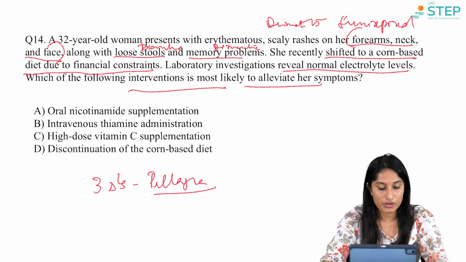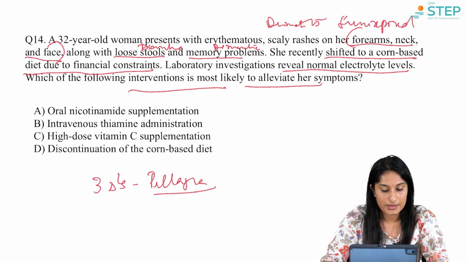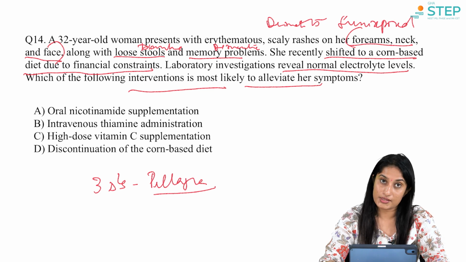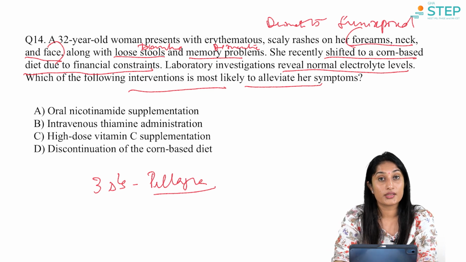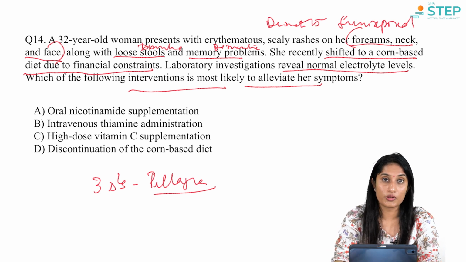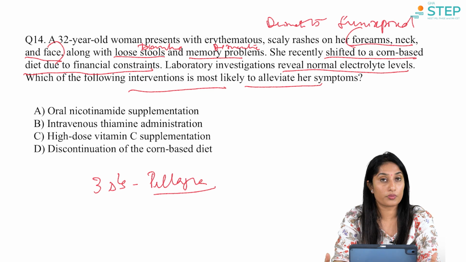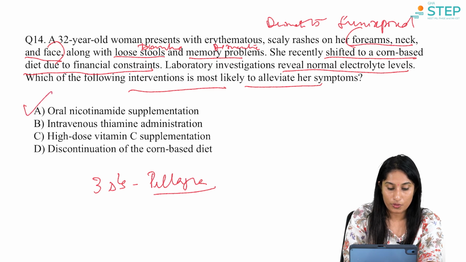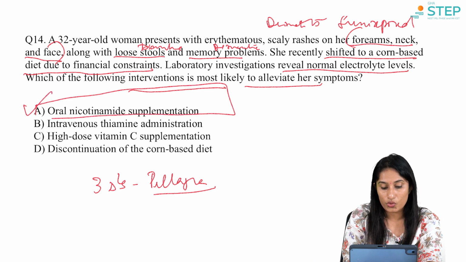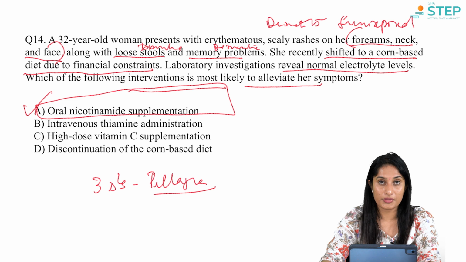Let us look into the options: oral nicotinamide supplementation, intravenous thiamine administration, high dose vitamin C supplementation, or discontinuation of the corn based diet. Yes, we know the person is on a corn based diet, but she is already presenting with the symptoms. So, what would be the correct option? Correct option is A, oral nicotinamide supplementation.